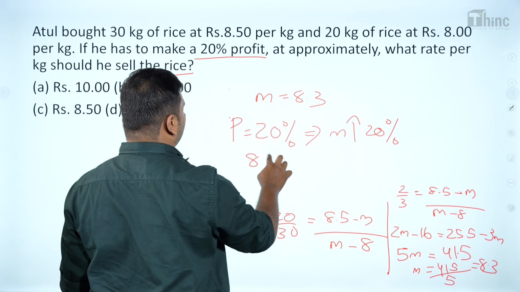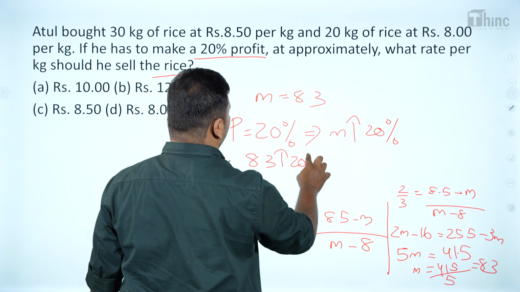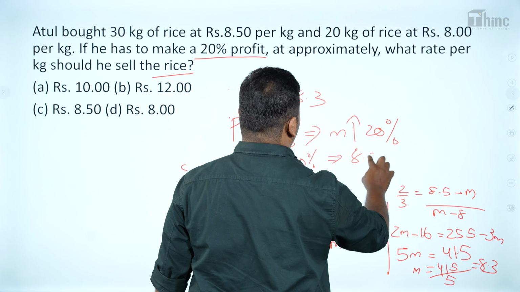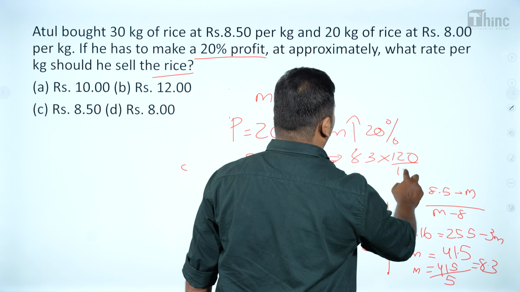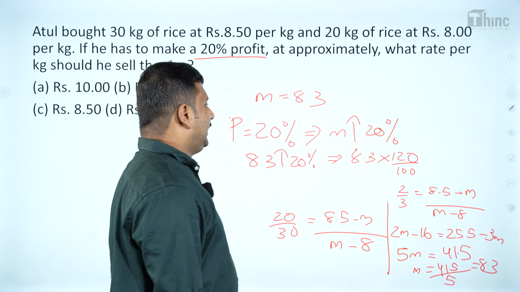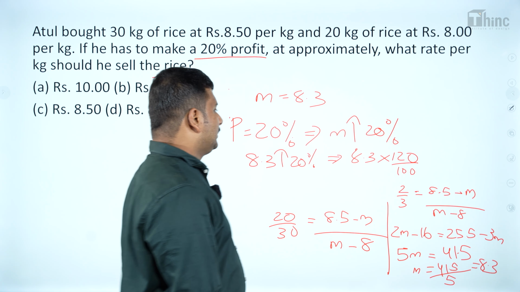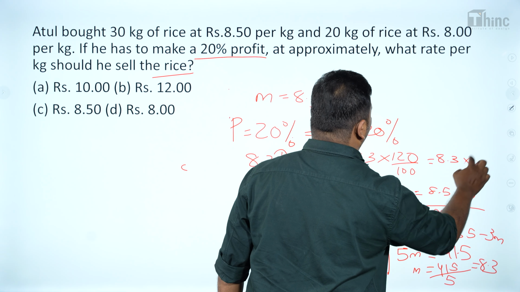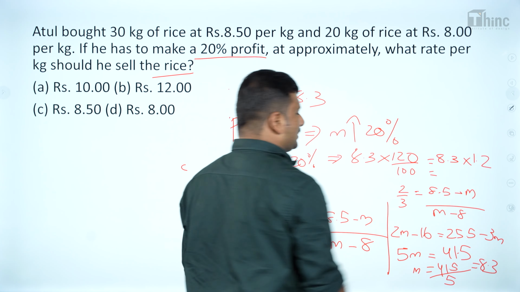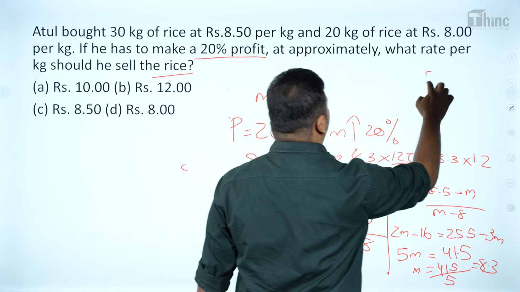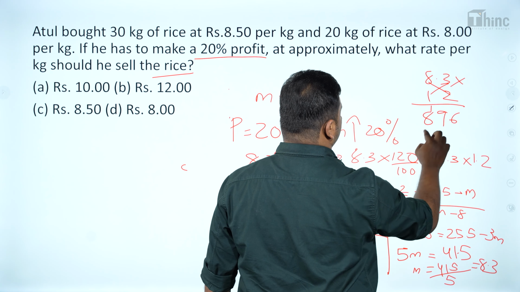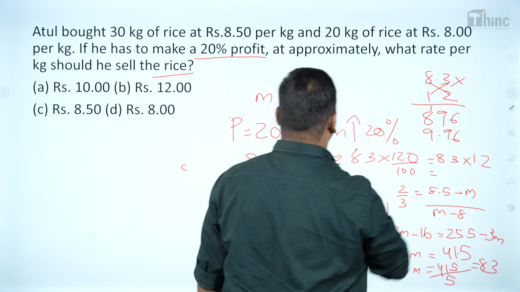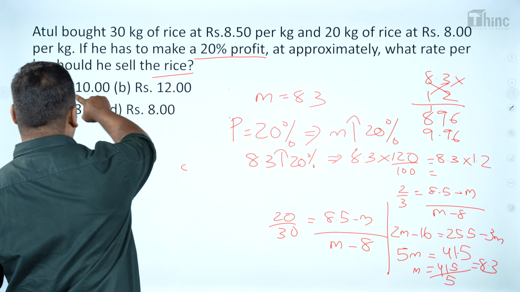So that means 8.3 is the mixture price, and it needs to increase by 20%. How can you increase a number by 20%? We can multiply it with 120 by 100, or 1.2. So the final answer is nothing but 8.3 increased by 20%. So we can simply do 8.3 into 1.2. What is 8.3 into 1.2 approximately? Let's do 83 into 12 first of all. So it's 8, 16 plus 3, 19. So it's 9.96. So 9.96 is approximately rupees 10.